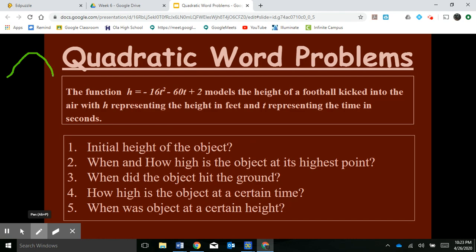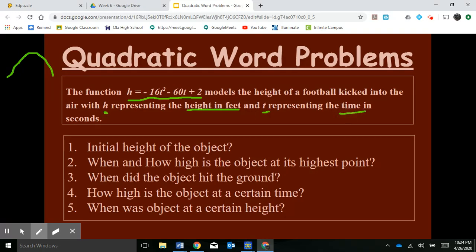They're all the same. They all give you a formula or a function. It's always the same type of function. The numbers are going to be different, but it's always going to be a quadratic. This one models the height of the flight of a football as it's kicked into the air. They always tell you what the H stands for. This one is height in feet, and then the T stands for, of course, time.